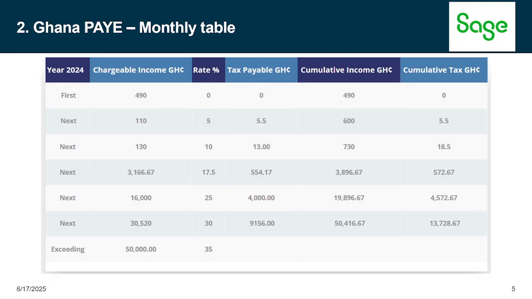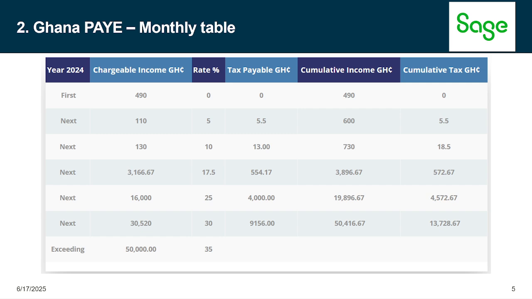So number two, Ghana PAYE monthly table. This is the monthly rates we are currently seeing. So how does it work? Basically, if you are earning 2,000, 3,000, 5,000, we don't take the whole amount and tax it at a particular percentage. We tax it progressively. What do I mean by progressively? We take the first 490 Ghana cedis, and it is taxed at zero rate. There's no tax on it.